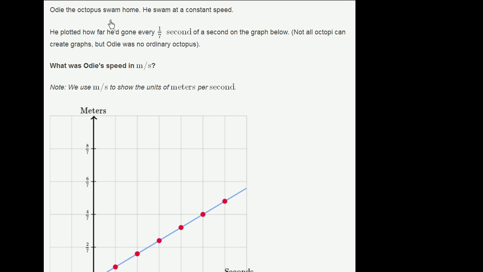Odie the octopus swam home. He swam at a constant speed. He plotted how far he'd gone every 1/7 of a second. There's a little typo here. This should just be 1/7 of a second on the graph below.